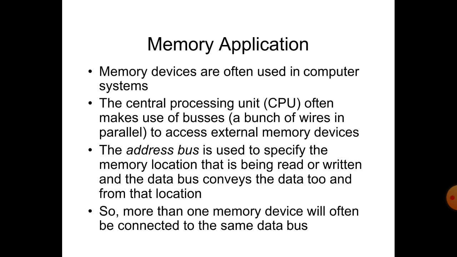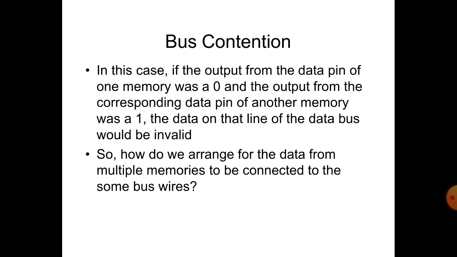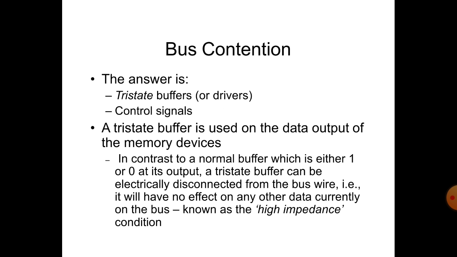More than one memory device will often be connected to the same data bus. And bus contention: in this case, the output from the data pin of one memory was 0, and the output from the corresponding data pin of another memory was 1. Then the data on that line of the data bus would not be valid. So how do we allow data from multiple memories to be connected to the same bus wires and bus connections?